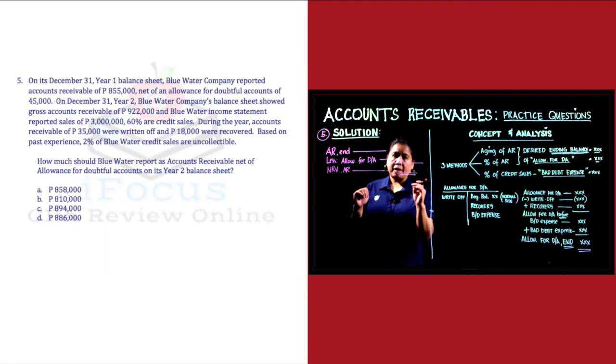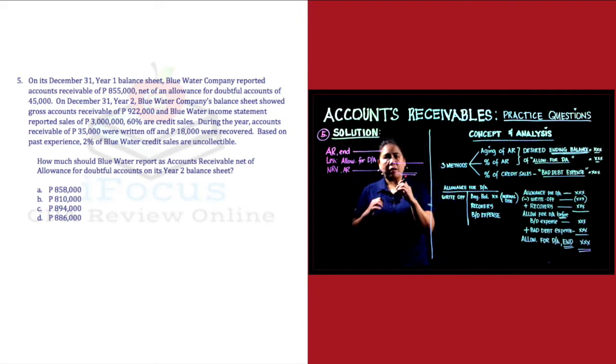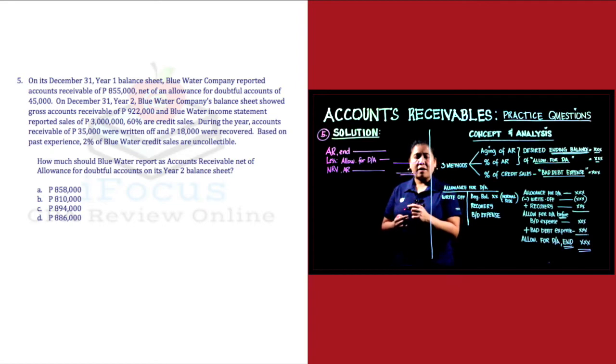Alright, ito ang formula na gagamitin natin. So, we are going to start with the accounts receivable ending, and then we will less our allowance for doubtful accounts na ending din. Tapos, makikita natin kung magkano ang ating net realizable value of our accounts receivable. Yan po ang hinahanap ng problem natin. On its December 31st year 1 balance sheet, Blue Water Company reported accounts receivable of 855,000, net of an allowance for doubtful accounts of 45,000.